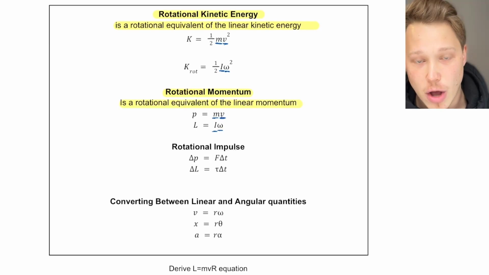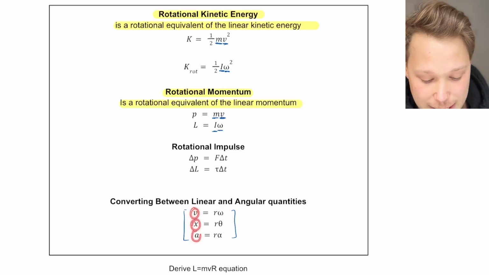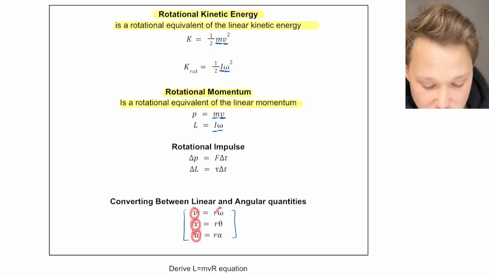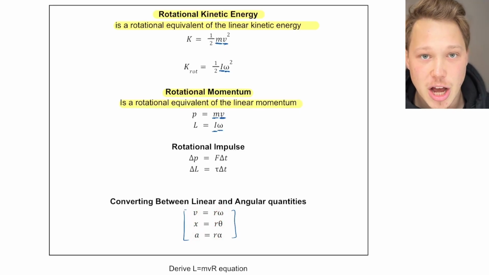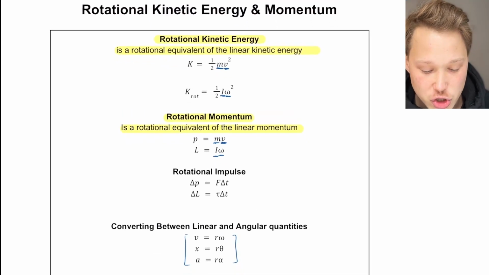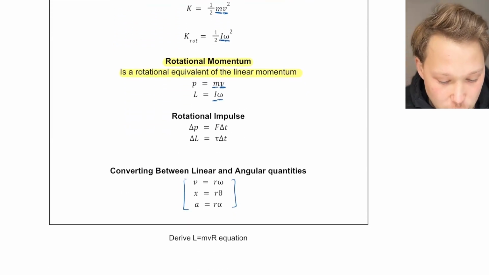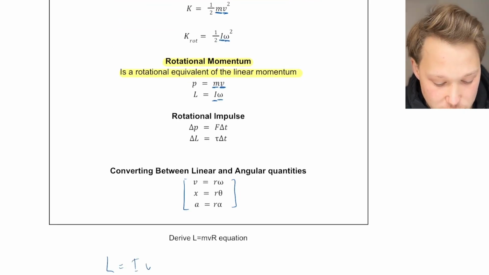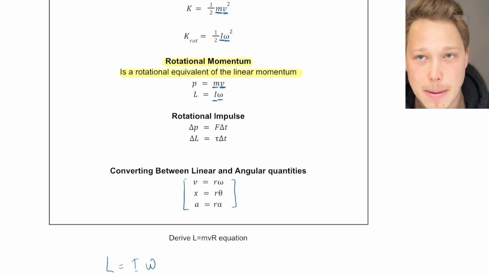Now, other important formulas that I bring up in every rotational video are these ones: how to convert from linear velocity, displacement, and acceleration to rotational velocity, displacement, or acceleration by basically multiplying by radius. Now, the final formula I will derive. All of these formulas so far should be on your equation sheet, but this final one will not be. It's just another way, so we're going to derive another formula for angular momentum.